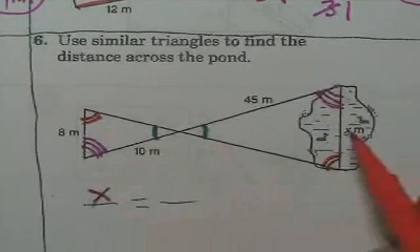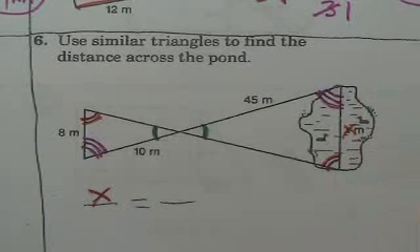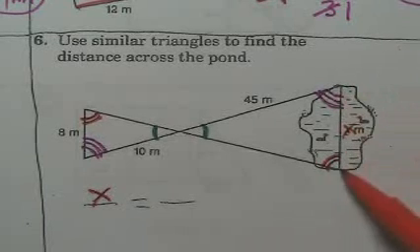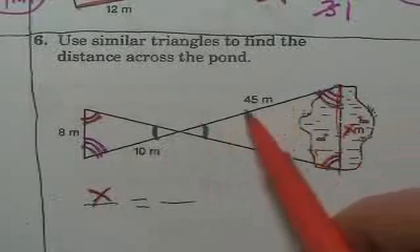All right, so we have our side x. That's the distance across the pond. And let's see, what other number? So this triangle right here, what other side do we know of it? Well, we have 45.